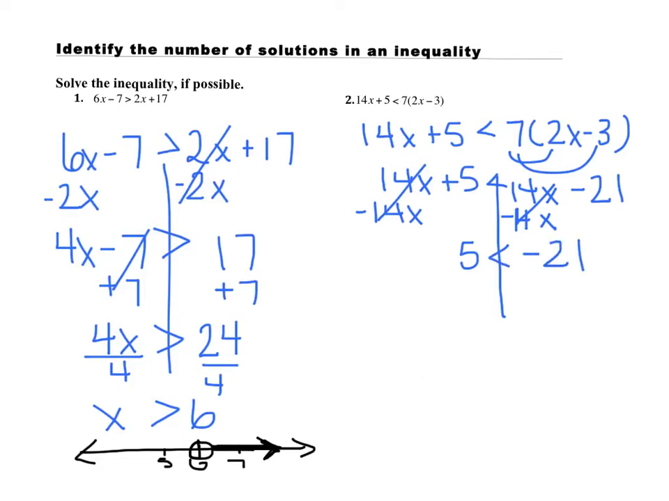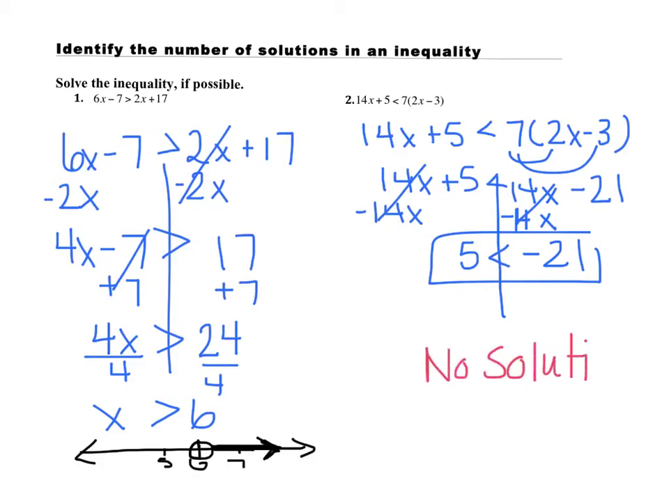Because those 14 x's canceled out. We don't have any more x's, but I'm left with a situation that says 5 is less than negative 21. And the answer to that is no. So the answer to this one is called no solution, meaning that there is nothing I could put in there that would satisfy this inequality.